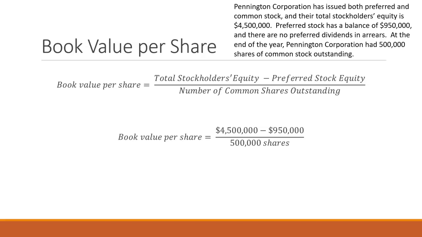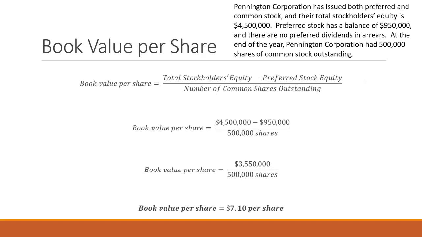This equation is going to give us a dollar per share answer. So that simplifies down to 3,550,000 over 500,000 shares. And it comes out to give us a book value per share of $7.10.